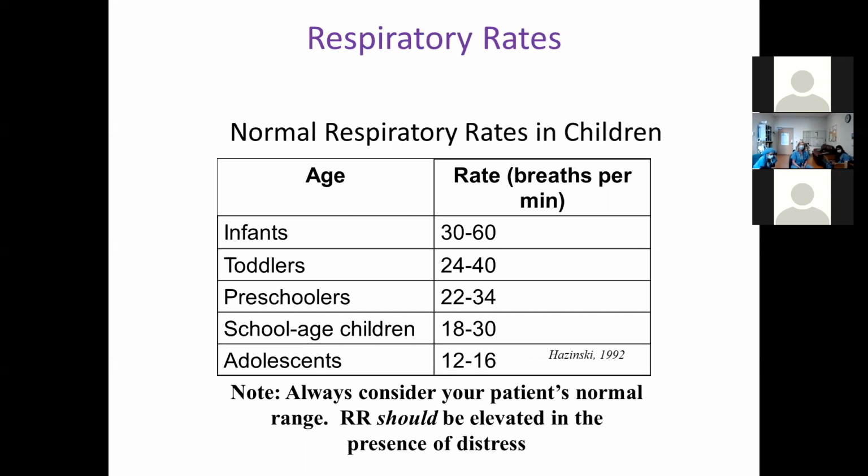So what about the respiratory rate? Again, the younger the child, the higher the respiratory rate. For infants, respiratory rate is 30 to 60, and as they approach adolescence, it's 12 to 16.